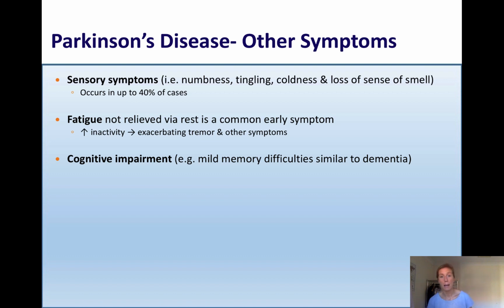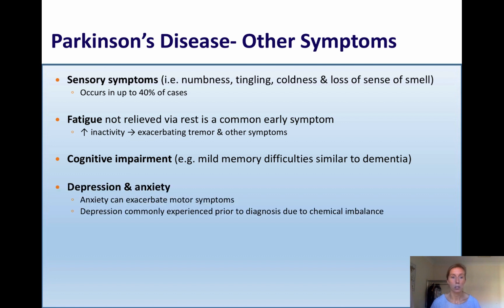Cognitive impairment, so things like memory difficulties, that can look somewhat similar to dementia. Depression and anxiety are going to be really big, so anxiety can actually exacerbate motor symptoms, that's what we know. Depression is commonly experienced prior to diagnosis, which again can be another warning sign and alarm bell, and that's due to chemical imbalances in the brain.